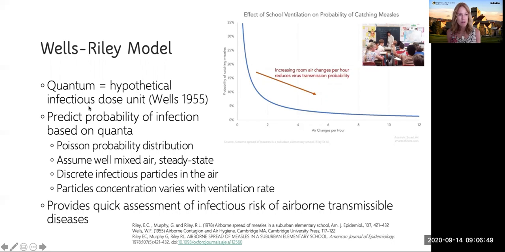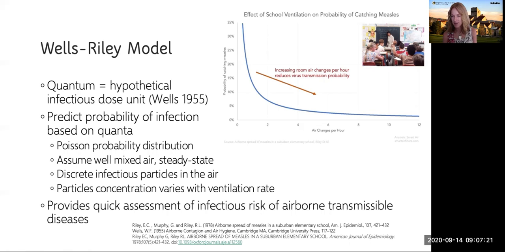And so using this quantum idea, you can predict the probability of infection based on this quanta, and you use the Poisson probability distribution, assuming well-mixed air at steady state with discrete infectious particles being generated, and that the particle concentrations vary with ventilation rate. And the graph on the upper right shows the effect of ventilation on the probability of catching measles. This was an application of the Wells-Riley model by Riley et al.